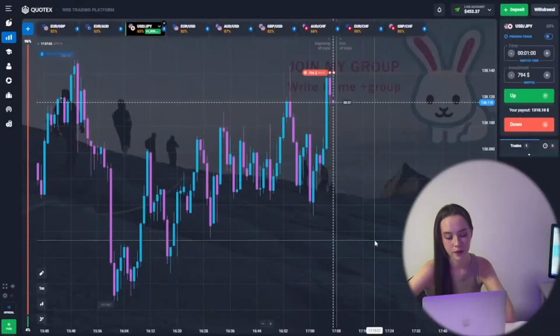Due to the fact that the signal didn't come, I could have put in an additional deal just in case, but I didn't have to do it because the analysis is no less accurate. We naturally take the deal away and we change the currency pair.